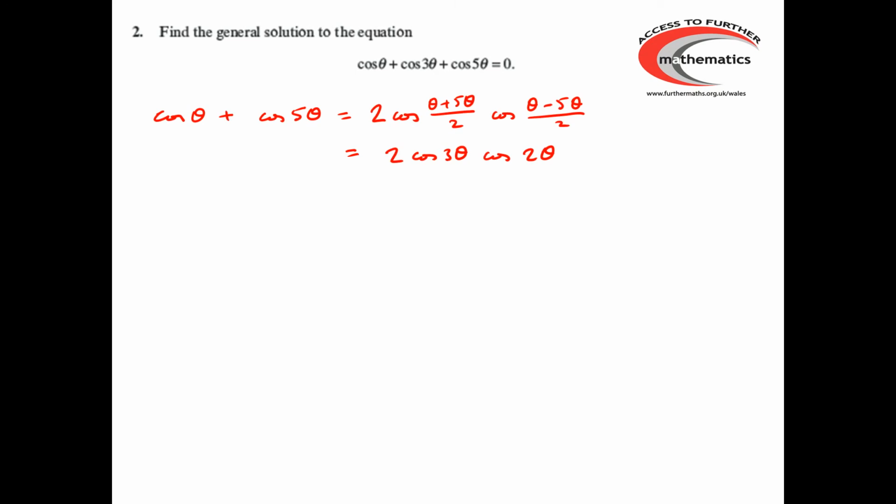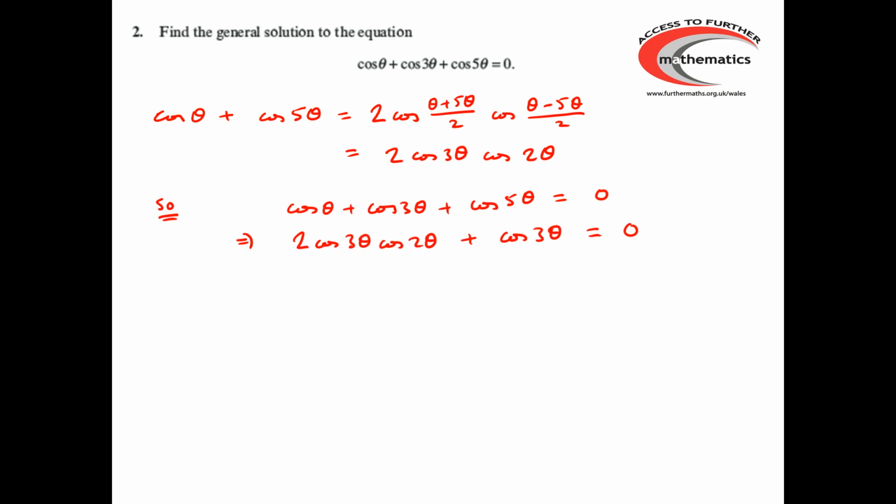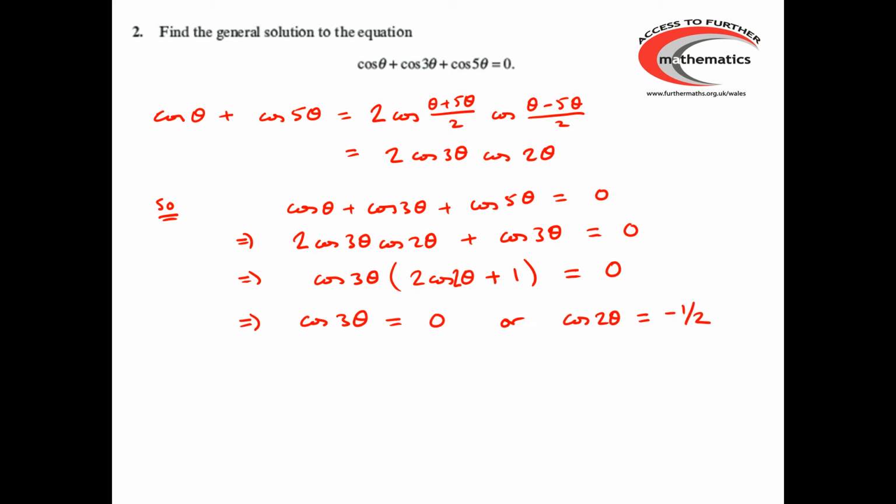So we've decided we're going to write cos theta plus cos 5 theta as 2 cos 3 theta cos 2 theta. So the equation in the question becomes 2 cos 3 theta cos 2 theta plus cos 3 theta equals 0. Take the factor of cos 3 theta out of the brackets. We've got cos 3 theta times by 2 cos 2 theta plus 1 must equal 0. So either we've got cos 3 theta equals 0, or cos 2 theta equals minus a half.